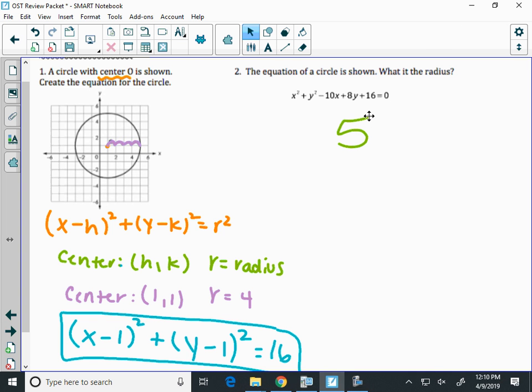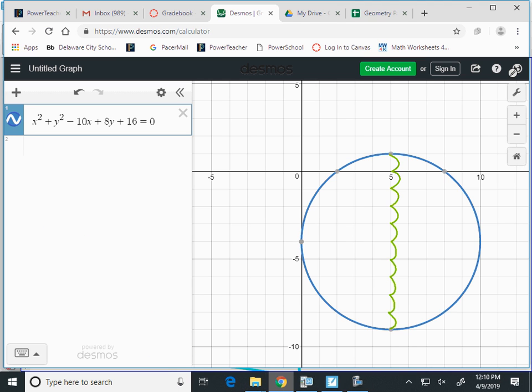Okay. You can use this method if it's given and not in standard form. You can use it to find the radius, you can use it to find the center, you can use it to write the equation. Plug it into Desmos and use the graph to help you find whatever it's asking. Okay? Questions over that?